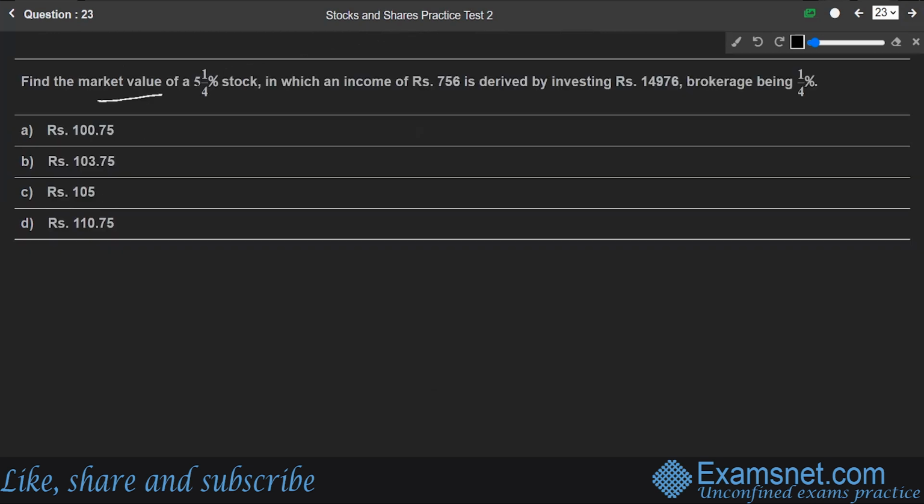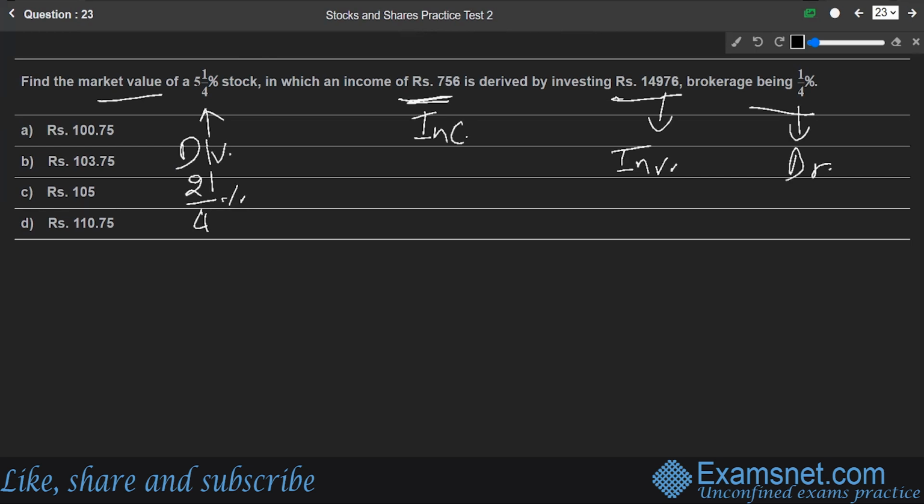Now, find the market value of 5 1 by 4% stock in which an income of rupees 756 is derived by investing rupees 14,976, brokerage being 1 by 4%. So each and every value has been given to us. The dividend percentage is 5 1 by 4%, which can be written as a simple fraction: 4 into 5 is 20, plus 1, 21 by 4%. The income of rupees 756 is given, the total investment is also given, and brokerage is also given as 1 by 4. So these are the values that we have got.